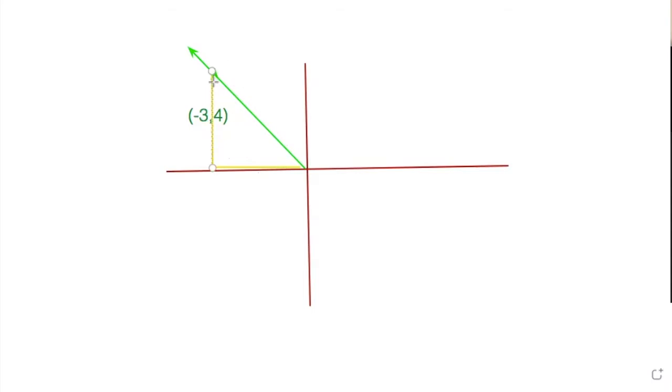Right? We take x squared plus y squared, take the square root of it, and this right here would be 5. Right? And we called it r because we said it was the radius of a circle. We said this would be equal to r.